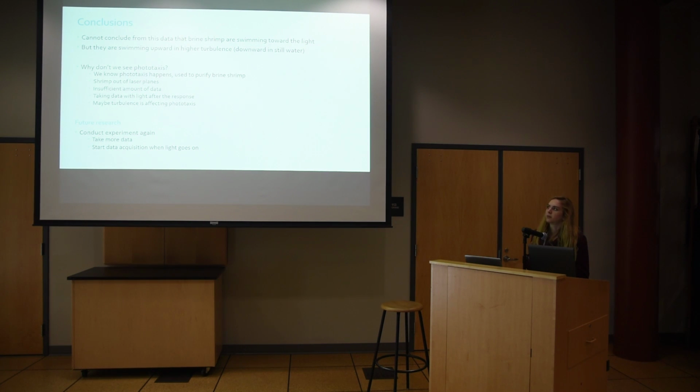But why don't we see this in our results? A few explanations could be that we just didn't collect enough data. Since each of those plots on the graph was the mean of the data, it could be that the outliers, or random brine shrimp that were going in the wrong direction, canceled out the effect of the others or altered that mean.